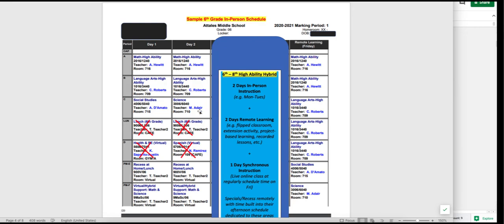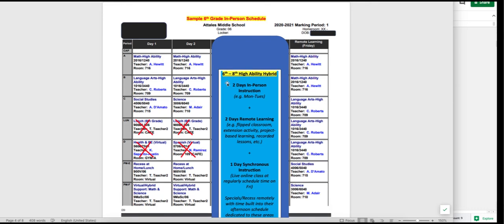All right, so I just want to look at a sample student schedule. This is a real schedule, not a made up one. In this particular case, this student in 6th grade is in the high ability section. So their classes on day 1 and 2 are for the in-person model. Okay, so these are people that are coming to school every day. They're going to have math, language arts, and social studies on day 1, and on day 2 they're going to have math, language arts, and science. So this high ability kid in 6th grade will get 2 days of live instruction.